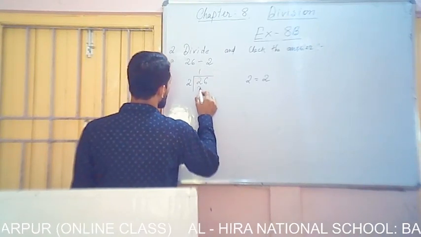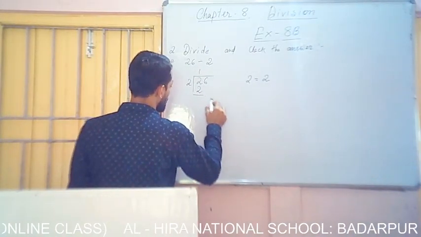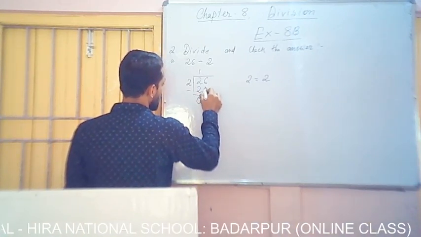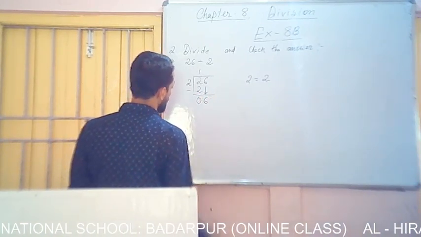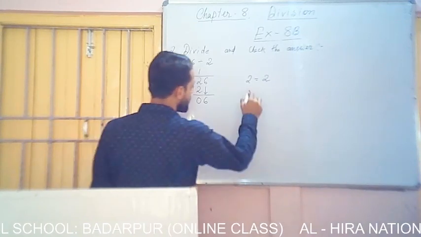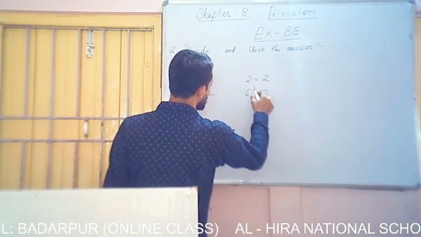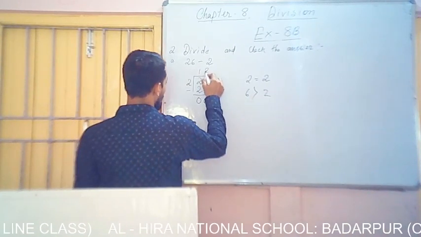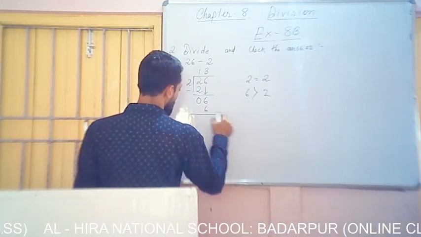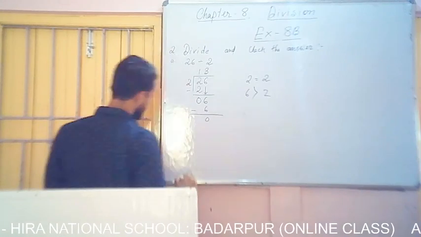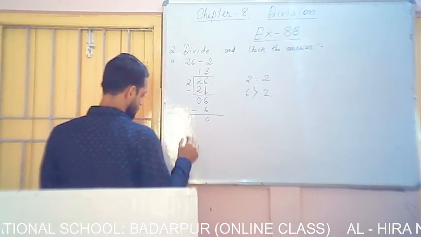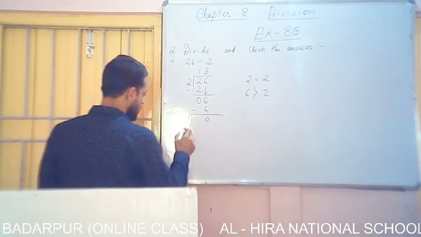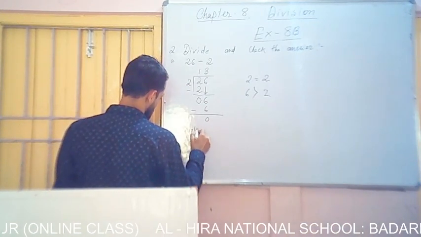2 ones are 2. So we have to subtract now. 2 minus 2 equals 0. Bring down 6 ones here. So here you see 6 and 2. 6 is greater than 2. So 2 threes are 6. Again 6 minus 6 equals 0. Here also the remainder is 0. Don't write it. Write down the quotient.